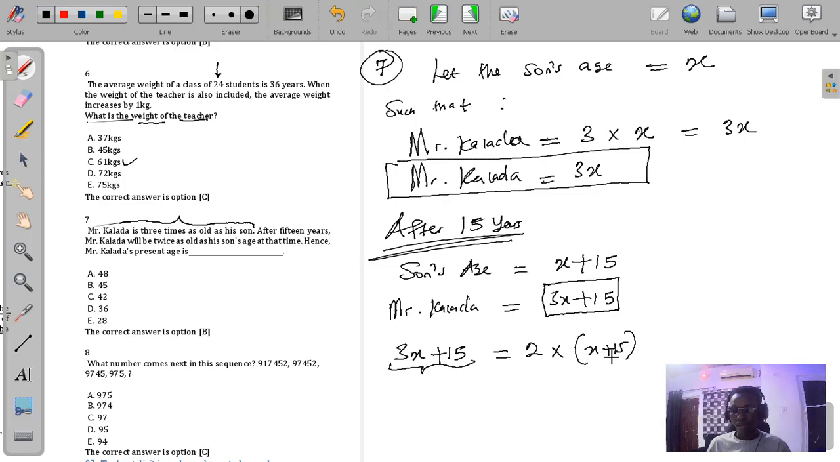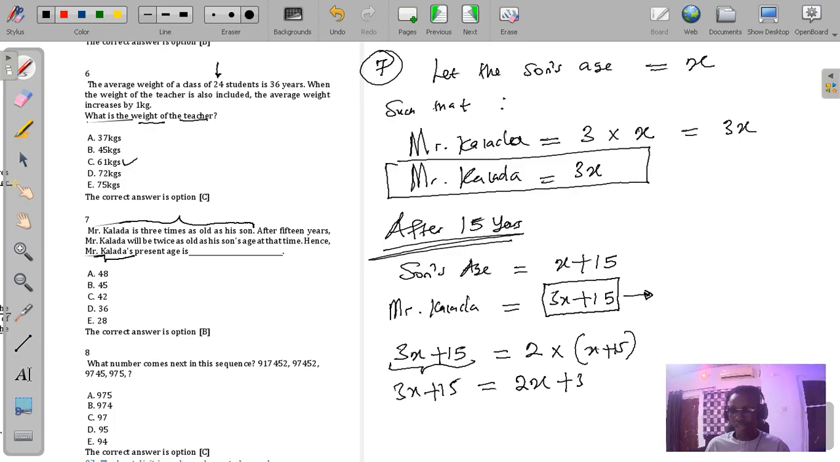You get. So after 15 years, this is Mr. Kalada's age. And they said Mr. Kalada will be twice as old as his son's age at that time. And this is the right expression for it. So that means I need to solve for X from here. And if I solve for X, X represents the son's age. But the question asks us to find the present age of Mr. Kalada. Okay, and that should be, let's solve this. That should be 3X plus 15 equals 2 times X is 2X, and then 2 times 15 is 30.